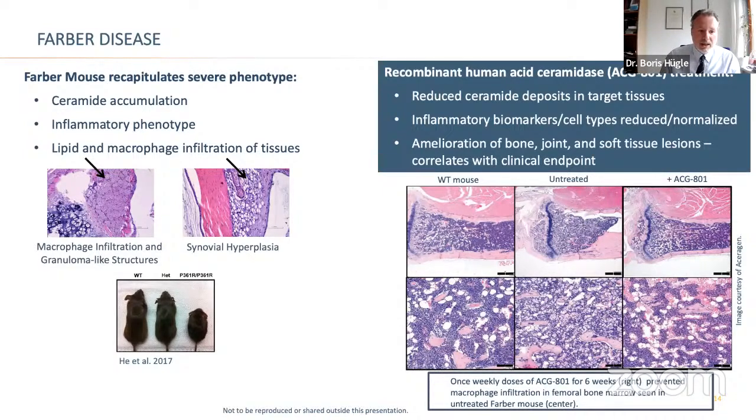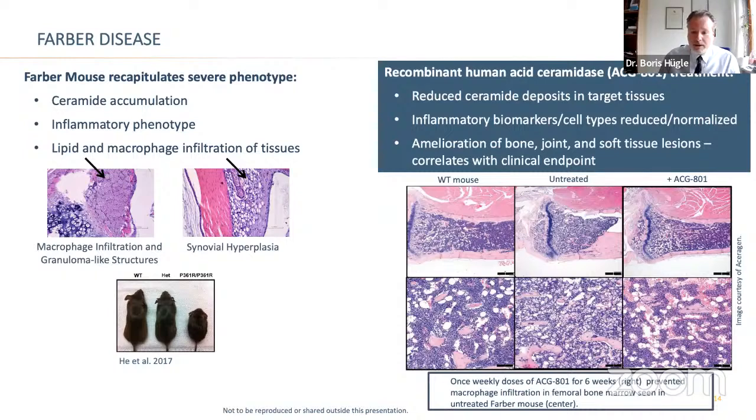small, stunted, and you can see in the pictures above that it has infiltration of macrophages, meaning that it has inflammation, and the synovium is hyperplastic and there is ceramide accumulation. So this is a quite useful model because the ASAH1 gene in humans and in mice is very similar.